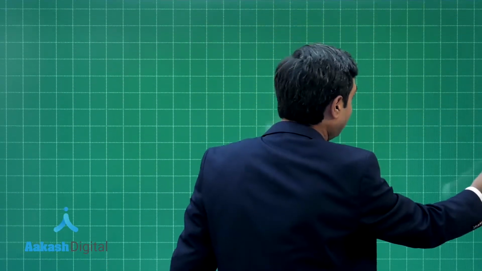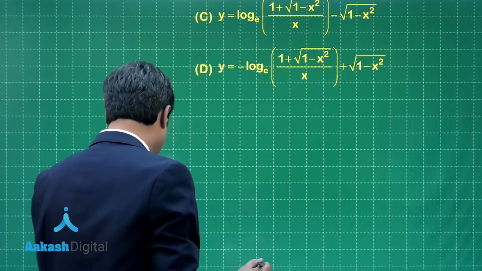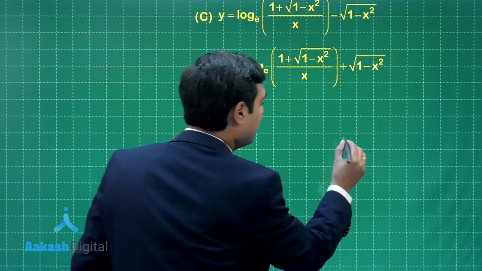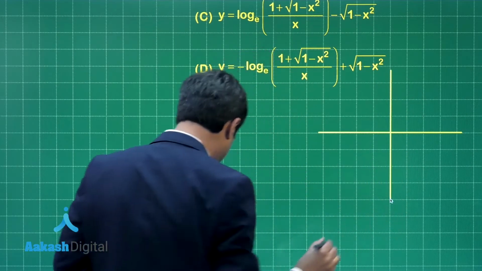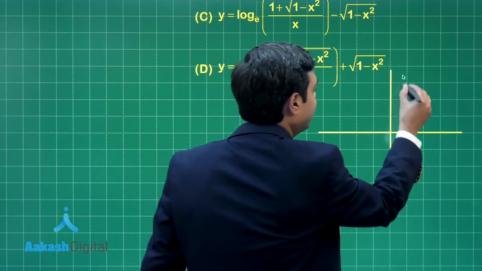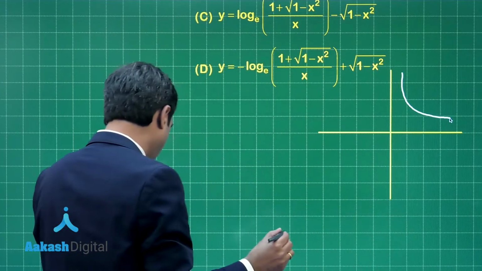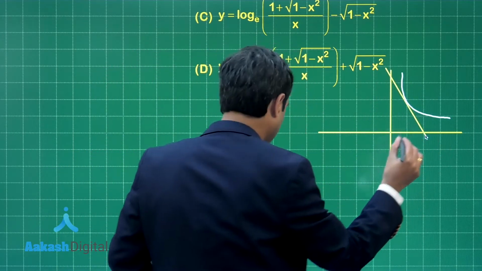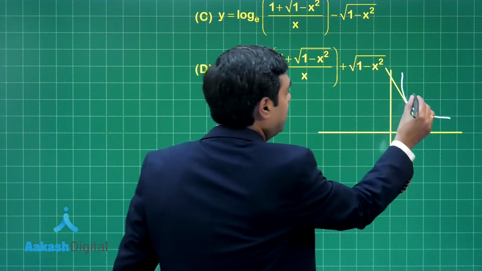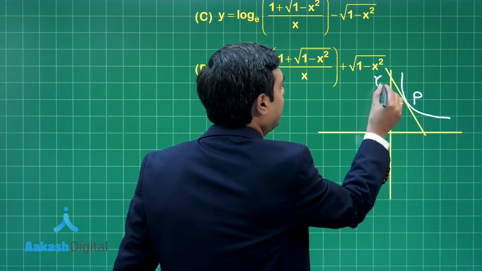So let's first plot the curve. Here we can say the x axis and y axis can be drawn in this fashion. Then let's draw a curve like this, right? Then draw a tangent to this curve at a point, say P. Mark this one as P and here Yp.